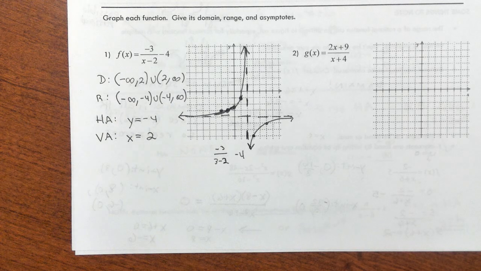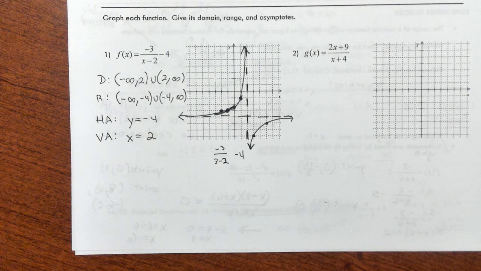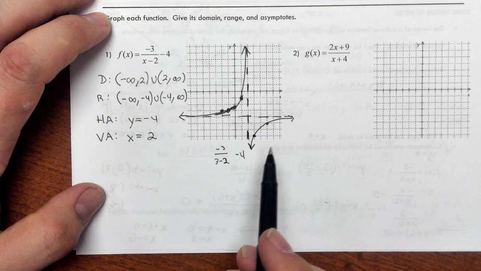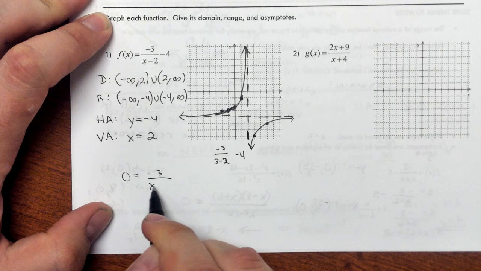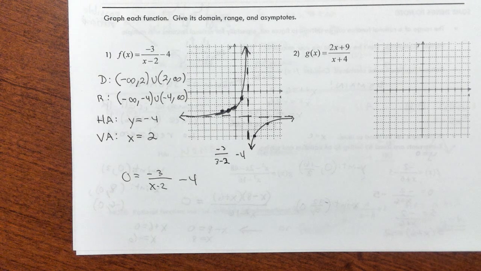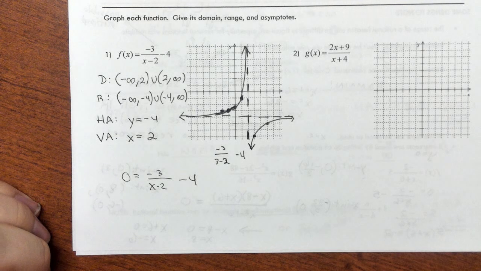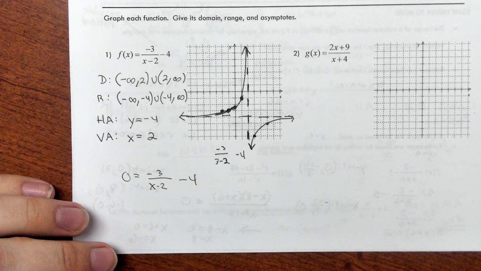If I wanted to figure out y-intercept, I already did that when I was plotting points. You can substitute 0 for x. If I wanted to figure out an x-intercept, well, in order to do that, you'd have to solve the equation 0 equals negative 3 over x minus 2, minus 4, which is not too bad. What you should get is 2 3/4, so 11/4. No, that's wrong.